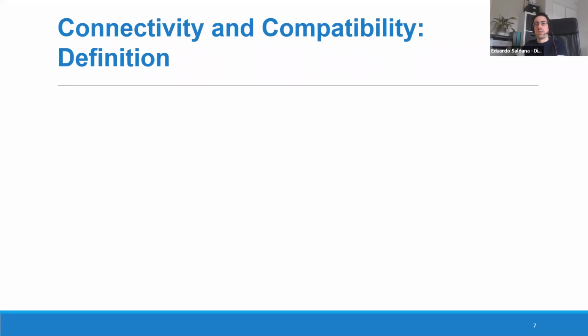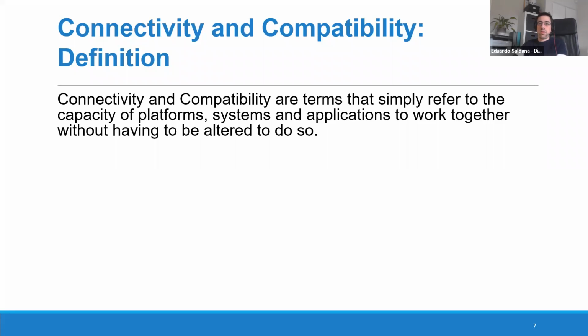But before I start talking about connectivity and compatibility, I want to define what I mean by them. At the end of the day, both are terms that simply refer to the capacity of platforms, systems and applications to work together without having to be altered to do so. Just with the analogy of the horse and the bus, it's the same. The horse will be able to go through the road. It doesn't need to be altered, but it might not do it at its fastest speed, or as fast as the motorway allows vehicles to drive.